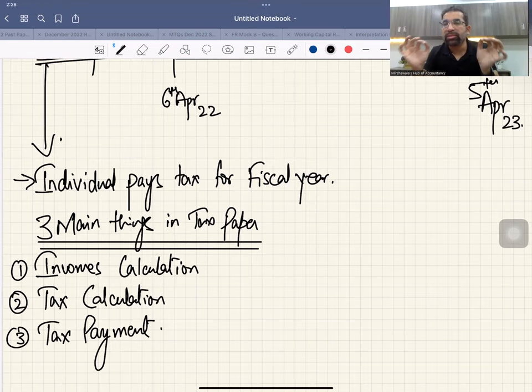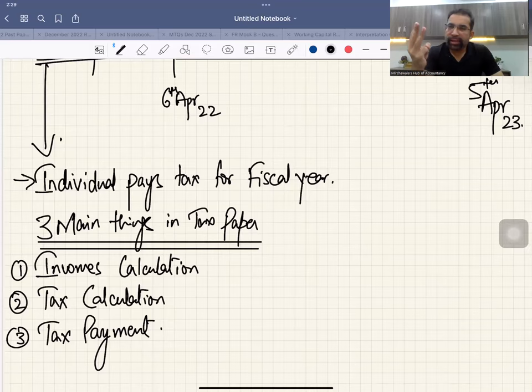The second step is tax calculation. Once we get the incomes, we calculate tax by applying different tax rates, which I'll teach you. The third step is tax payment. Then we go to pay tax. So there are three major things in tax, in this order: incomes calculation, tax calculation, and then tax payment. Never forget these three things. This is the basic thing.